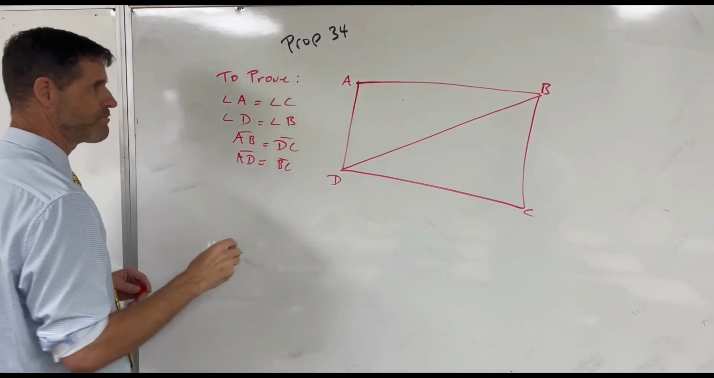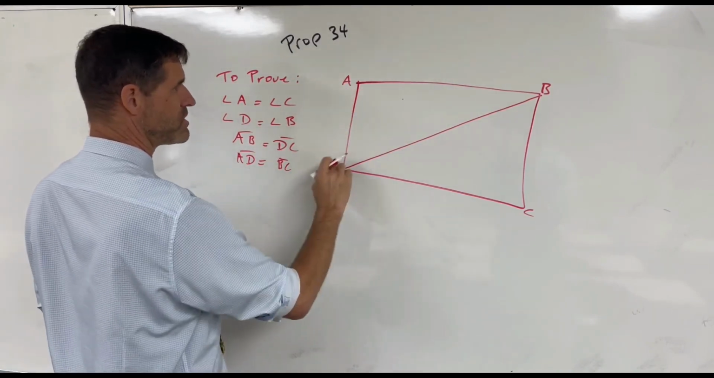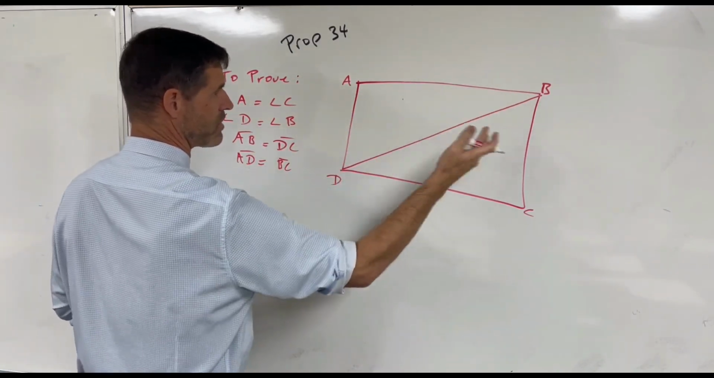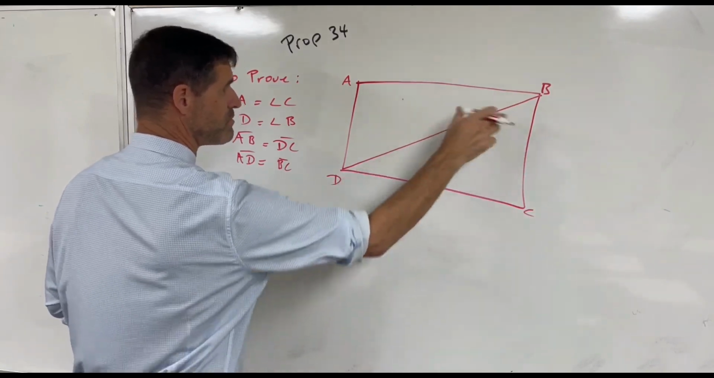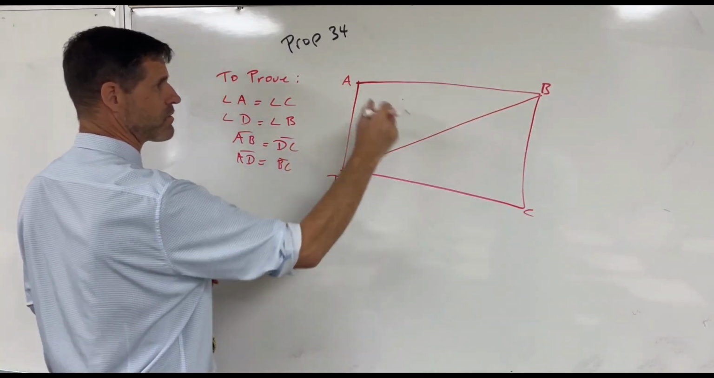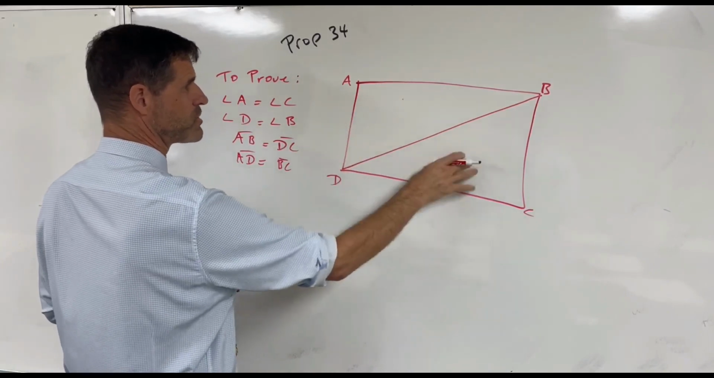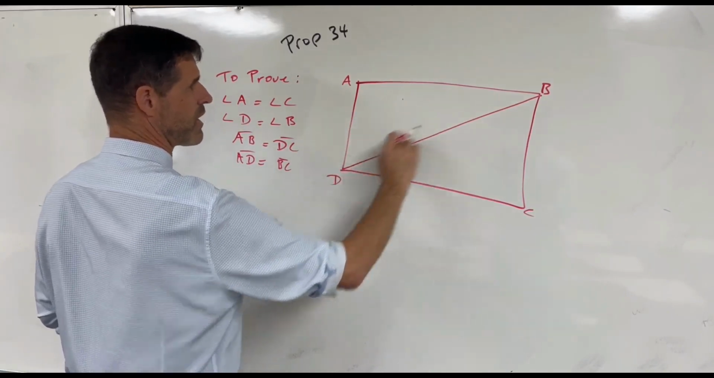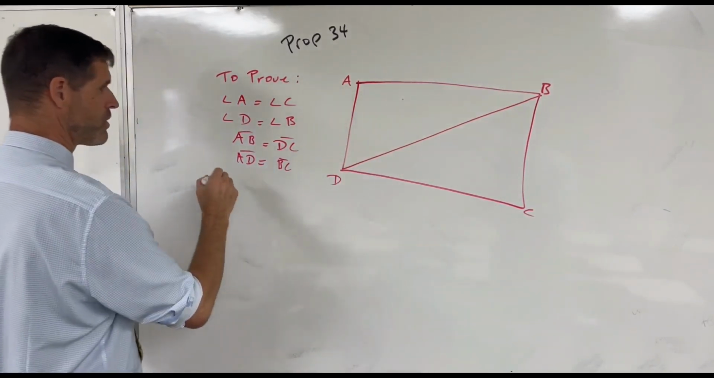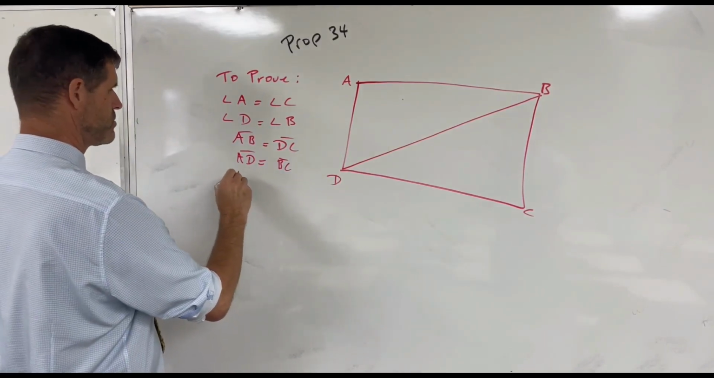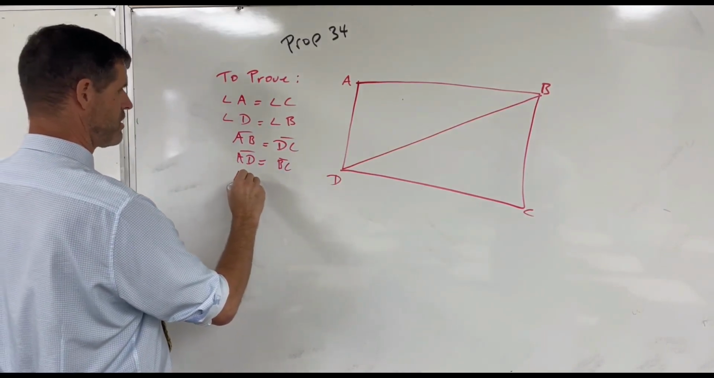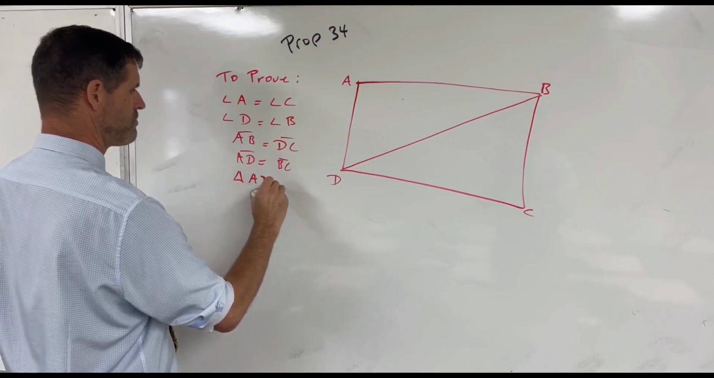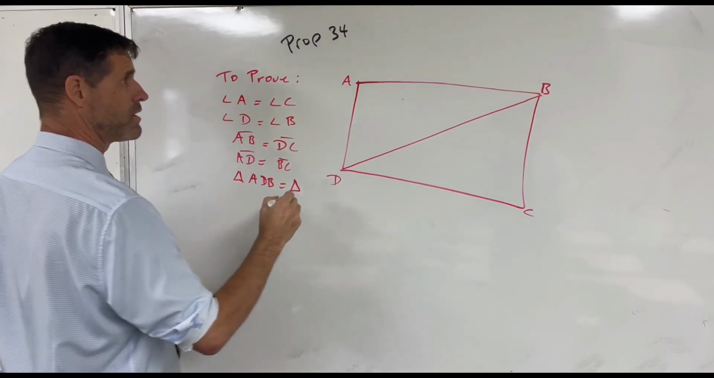and then we're going to prove that the triangle ADB is equal to the triangle CDB, which means that the whole parallelogrammic area would be cut into two equal sections, so it would be bisected by the diameter BD. So I'm going to say here that triangle ADB equals triangle CDB.